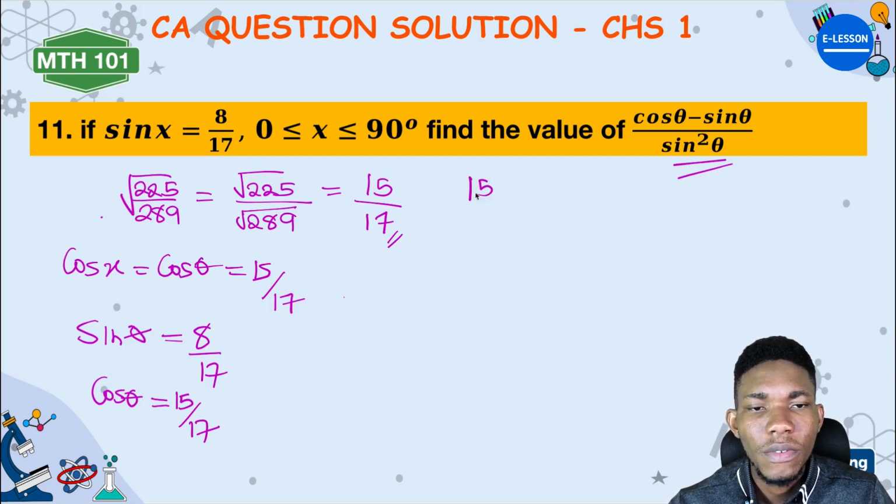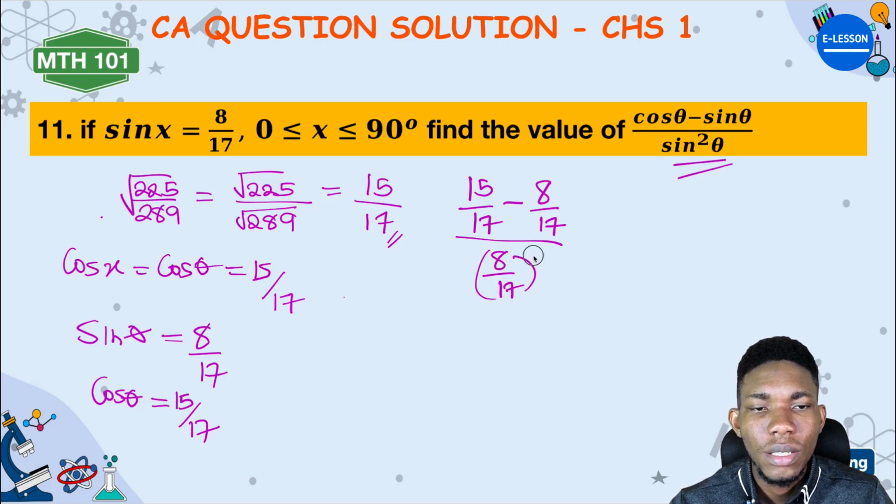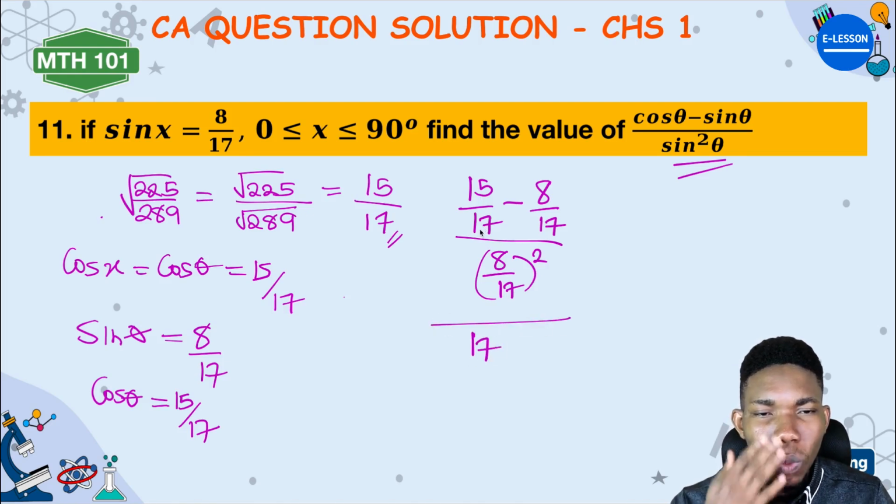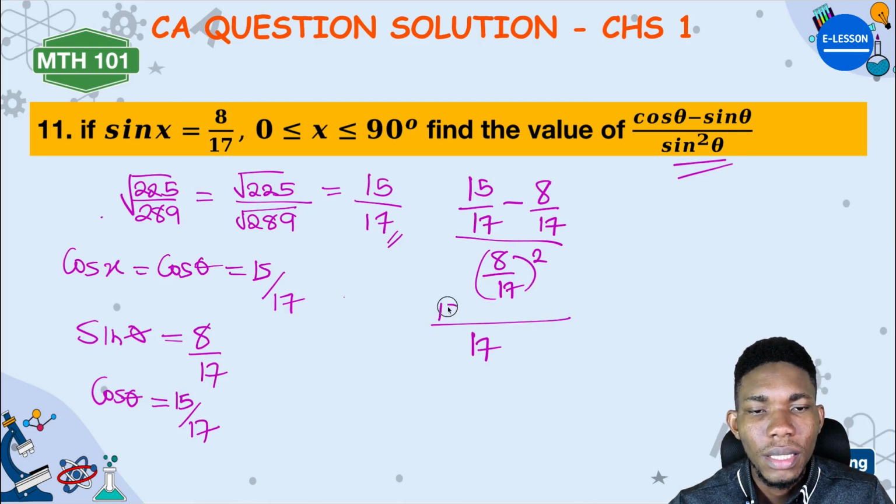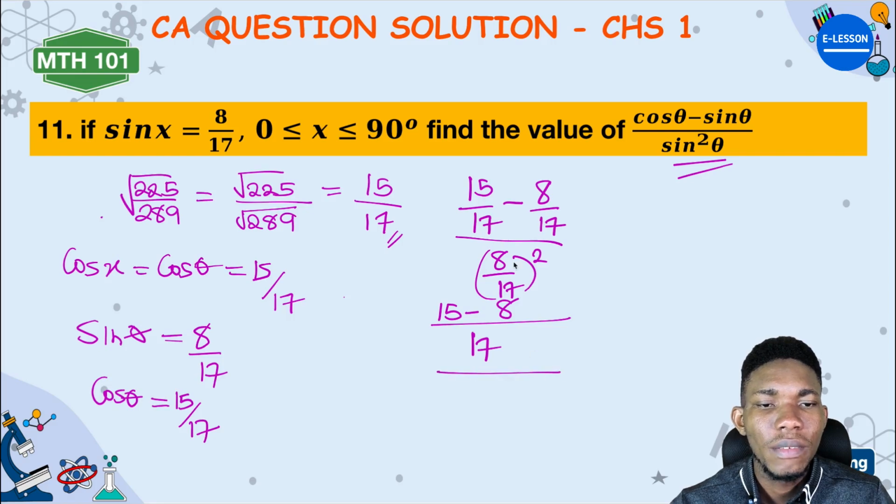Cos theta is 15 over 17, sine theta is 8 over 17, all over sine squared theta, which is what? 8 over 17 squared. What's the LCM of these two here? 17. So we have 17 divided by 17 is 1. 1 times 15 is 15, minus 17 divided by 17 is 1, times 8 is 8. Everything divided by 8 squared is 64, and 17 squared is 289. Is that okay, my dear student?